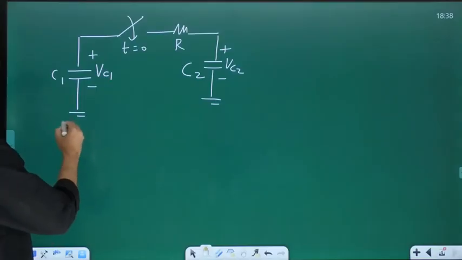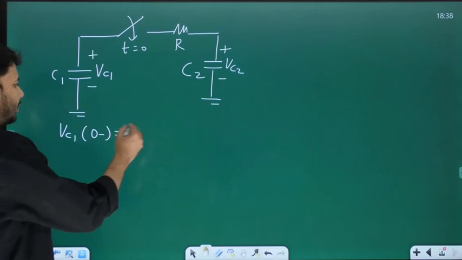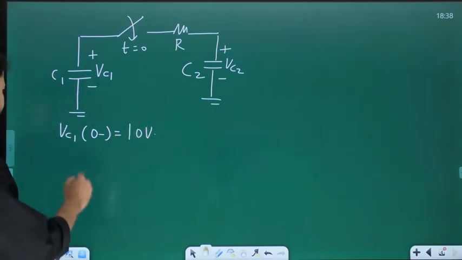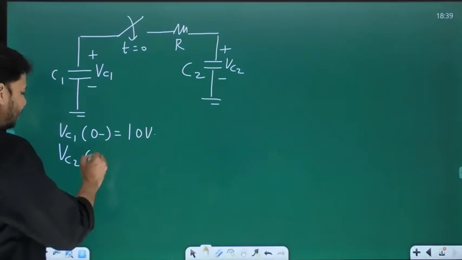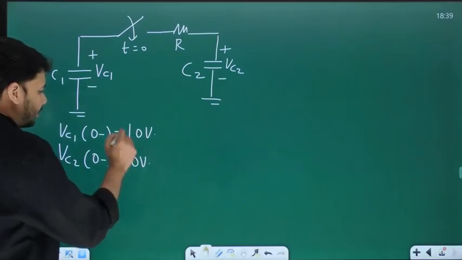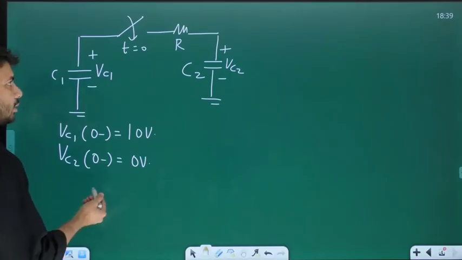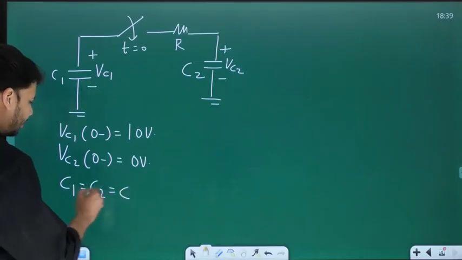And let us say VC1 at 0 minus, that is the initial value of VC1, let it be some 10 volts, okay? And let's say the capacitor C2 is initially uncharged, which means VC2 at 0 minus is 0. You understood? Yes.